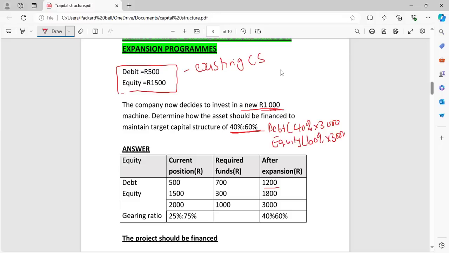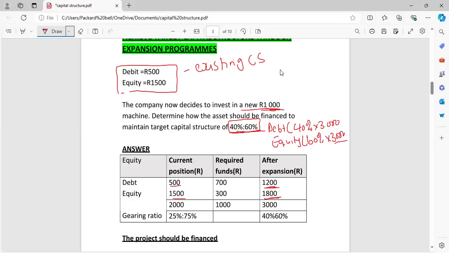So which means debt is going to have 1,200 and equity is going to have 1,800 after the expansion, if you are using the existing capital structure. So what it means here is you take your existing capital structure total and add the expansion program. Then that total you share using the target capital structure. That is what is going to happen after expansion. Right? Then there is going to be a current position for debt and equity. Current position is going to be 500 for debt, 1,500 for equity. After expansion, it's going to be 1,200 for debt and 1,800 for equity.